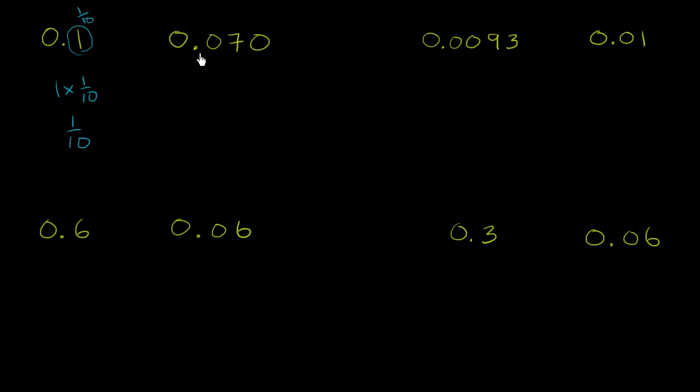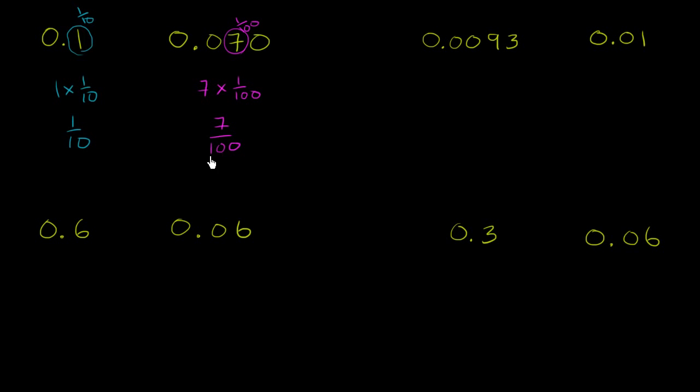Now, when we look at this number right over here, it has nothing in the tenths place. It has 7 in the hundredths place. So this is the hundredths place right over here. And then it also has nothing in the thousandths place. So this number can be rewritten as 7 times 1 over 100, or 7 hundredths. And now we could compare these two numbers.